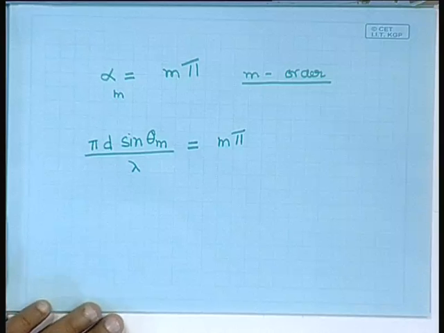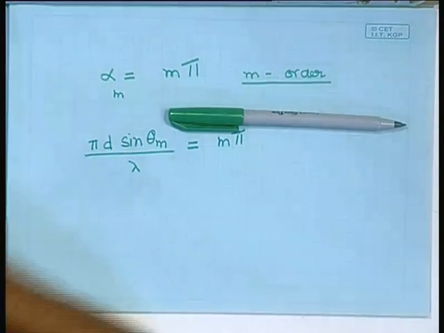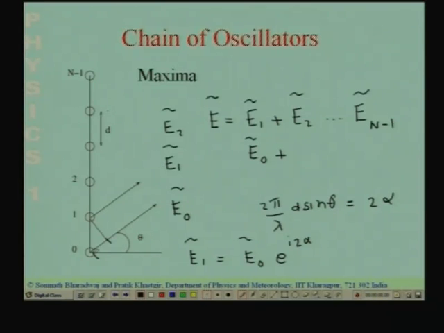M equal to 0 corresponds to theta equal to 0. Let me just show you this. So, theta equal to 0 means that in this direction, theta equal to 0 is this direction. M equal to 1, theta would be larger, so it would be somewhere possibly here. M equal to 2 would be even larger. So, higher order maximas occur at a larger angle.